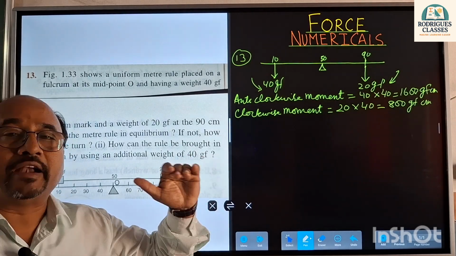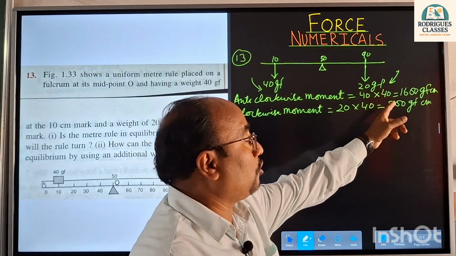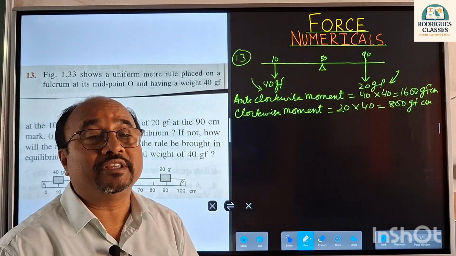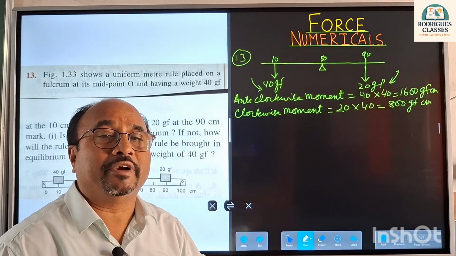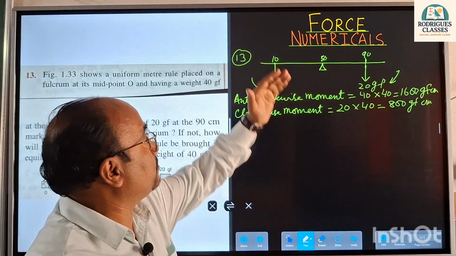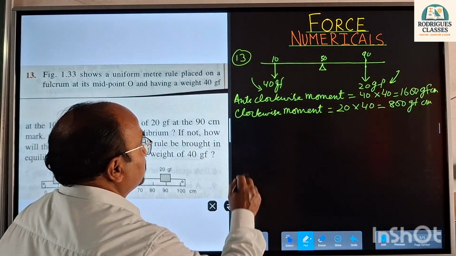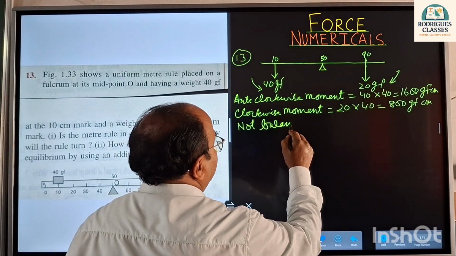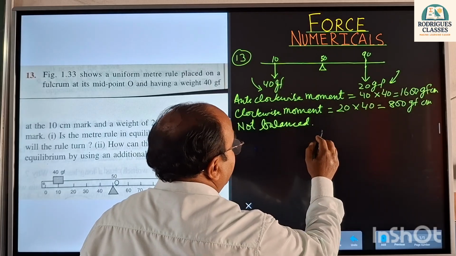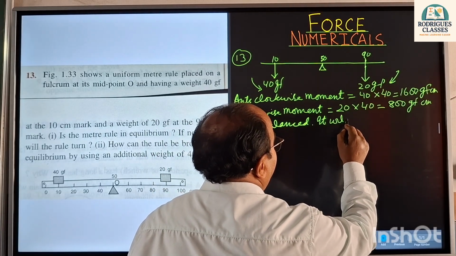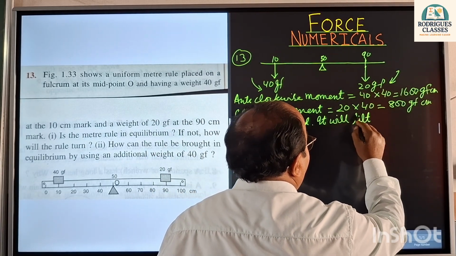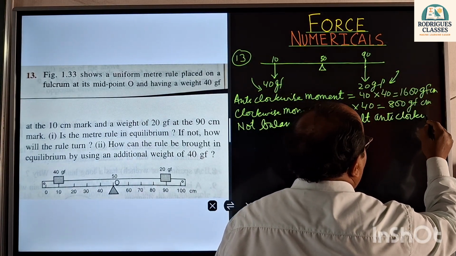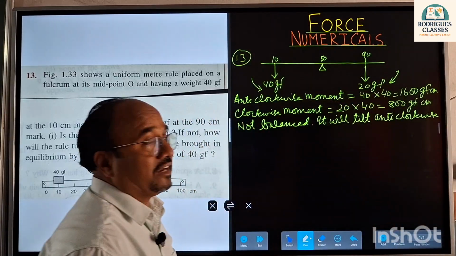So now we have the values of anti-clockwise and clockwise: anti-clockwise is 1600 and clockwise is 800. So it means it is not balanced, and because the anti-clockwise moment is more, it will tilt anti-clockwise. It means it will come like this, down. So first of all, not balanced. It will tilt anti-clockwise.